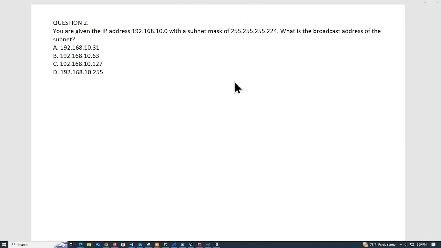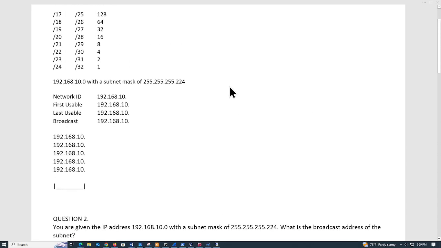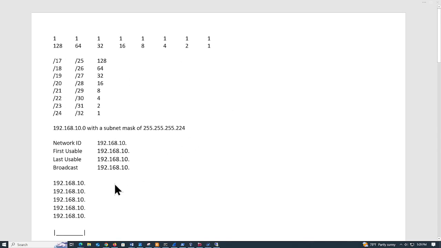So what I've got is something already pre-staged. We already know it's going to go up by 32. What I'm worried about is what is the first usable. Okay, so I already know the network ID is going to be .0. The next thing I know is I'm going to add 32. It's just a little thing. Once you learn this, it will make a little bit more sense. This is for people that typically aren't good with math.